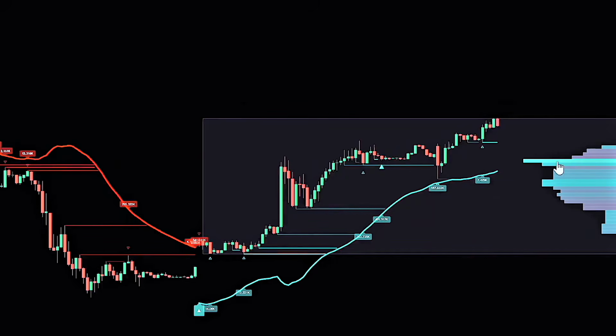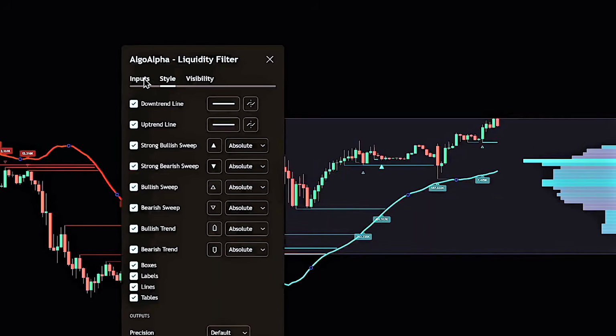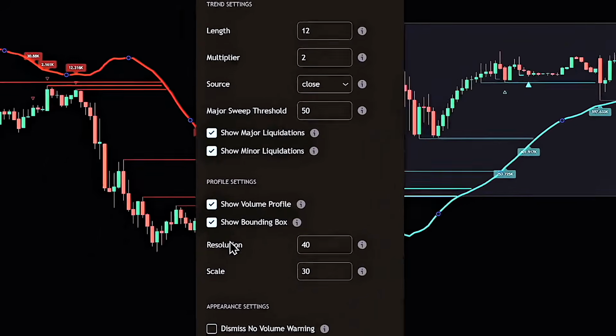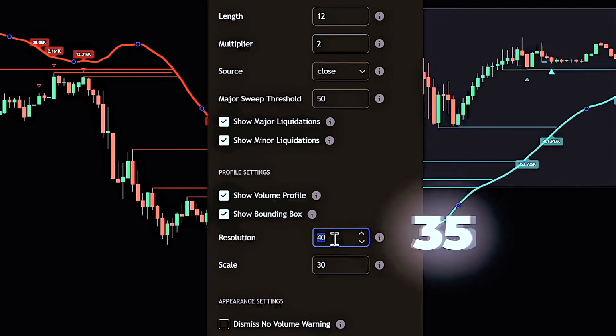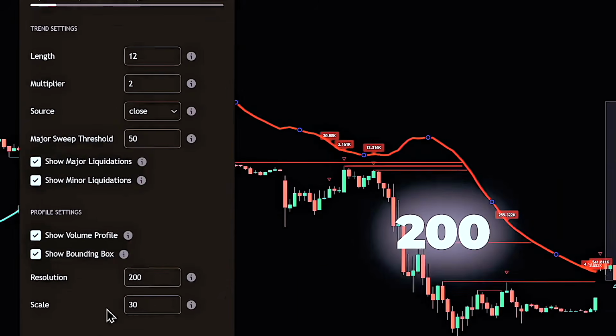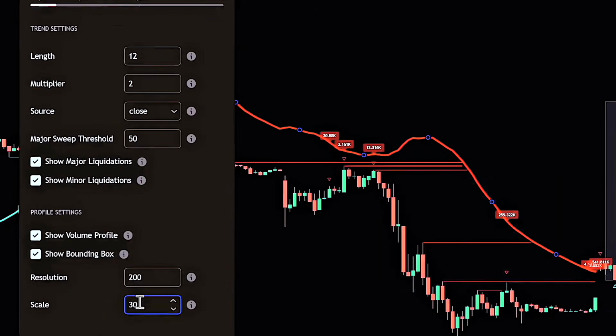Want to dig deeper? Double-click the indicator. Go to the settings and adjust the bounding box to include more historical data, say from 40 to 200 candles. You can also tweak the scale to make the volume bars easier to see. While we're in the settings, let's break down the options.